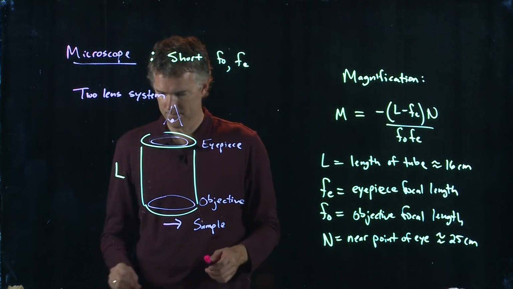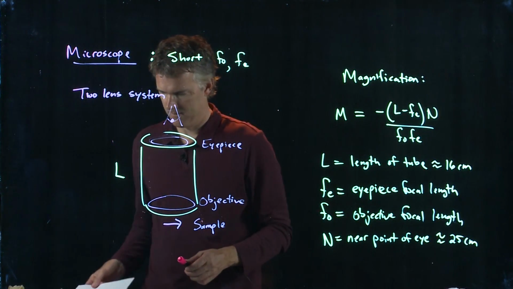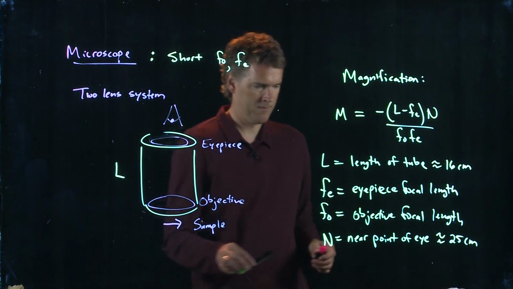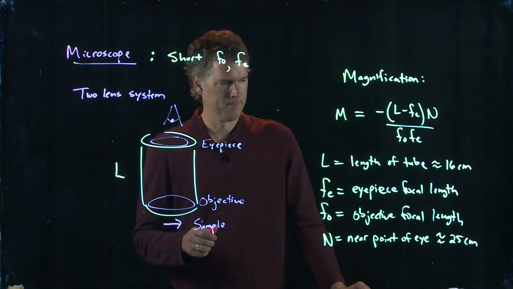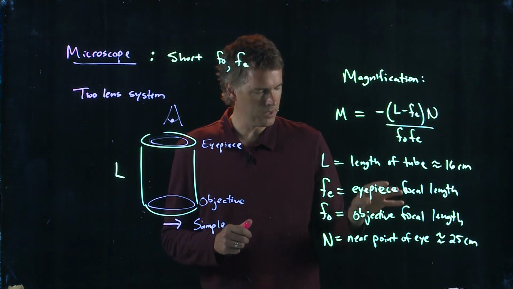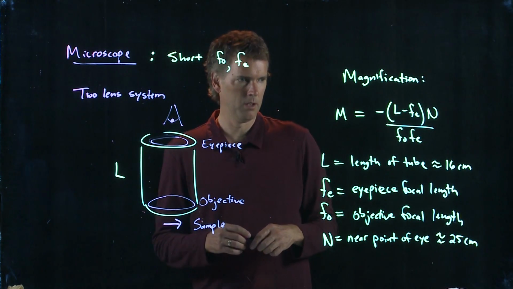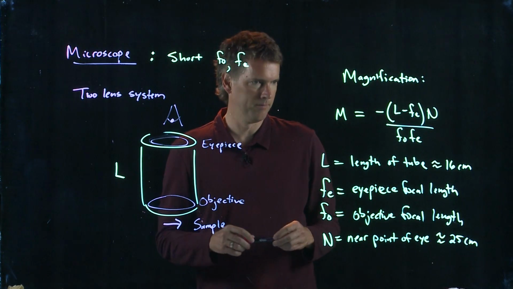Yeah? Jamie wanted to clarify, so for magnification, N equals 25 centimeters. Mm-hmm. The lens is your eye. N is the average near point of a human, which is 25 centimeters. Yes.